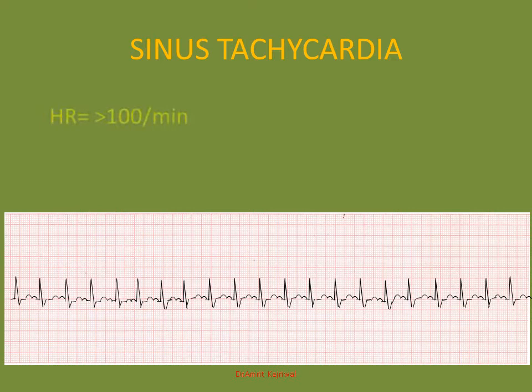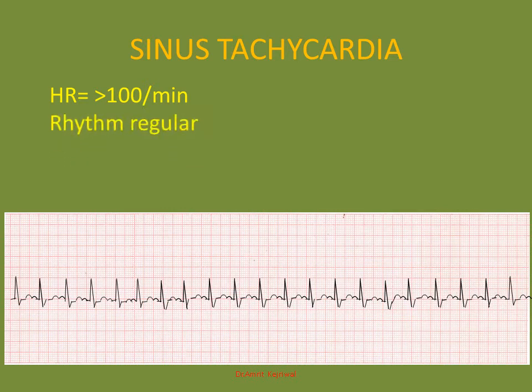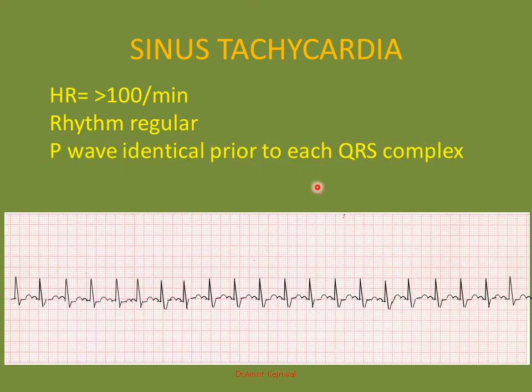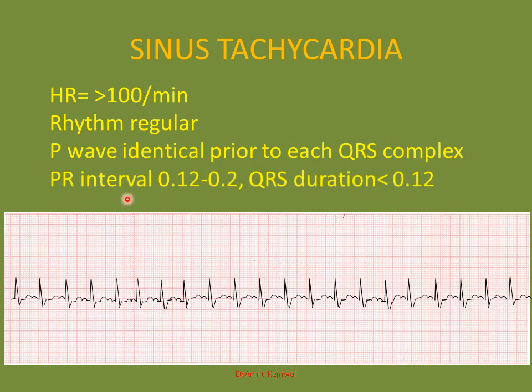Sinus tachycardia. Heart rate is greater than 100 per minute. So the gap between two QRS complexes is less than 3 squares. Rhythm is regular. P wave is identical prior to each QRS complex. You can see over here. And PR interval is from 0.1 to 0.2 second, and QRS duration is less than 0.12 second. It can be appreciated.